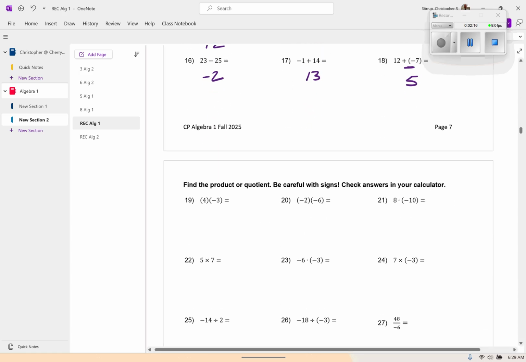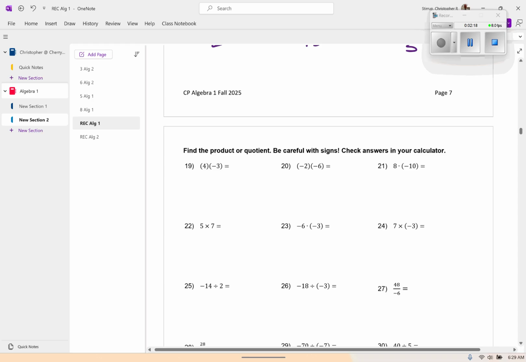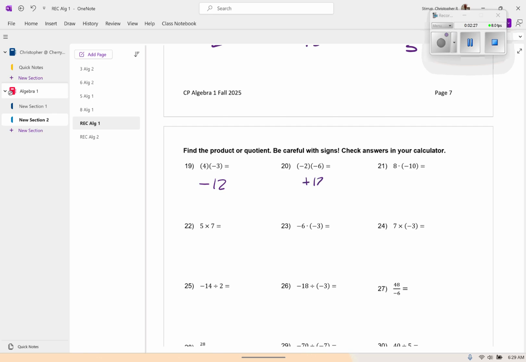Then we're going to start talking about multiplication. When you multiply, make sure you watch your signs. A positive times a negative is always a negative. So 4 times 3 is 12. Negative times a negative gives you a positive number. So you get an answer of +12. You don't really need that positive sign out front. You can put it if you want, but you don't need it. So you just keep it as that.